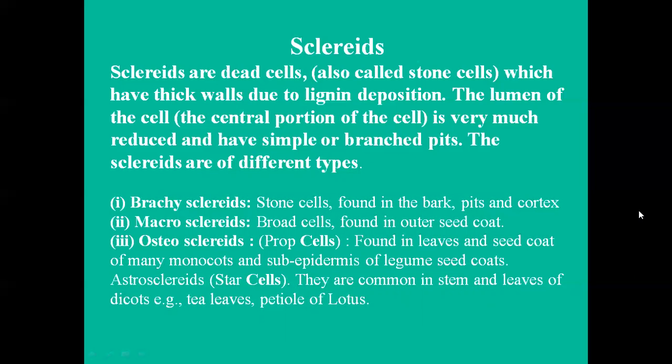Astrosclerites, also called star cells. They are common in stem and leaves of dicots. Example, tea leaves, petiole of lotus.